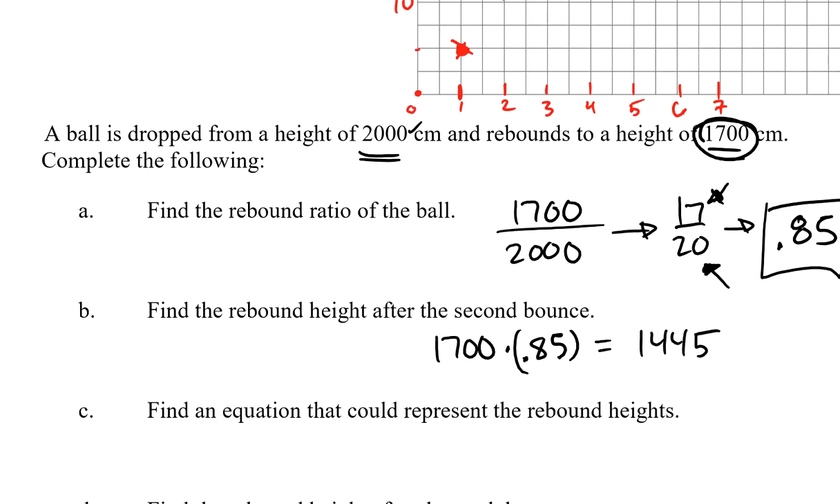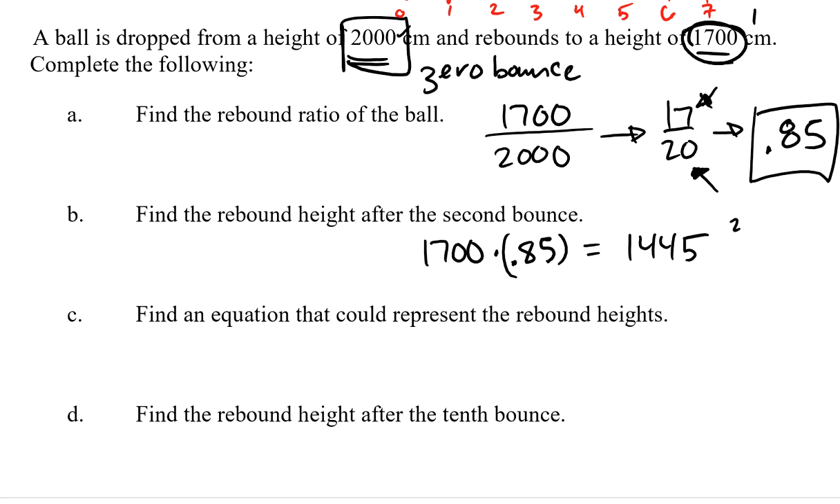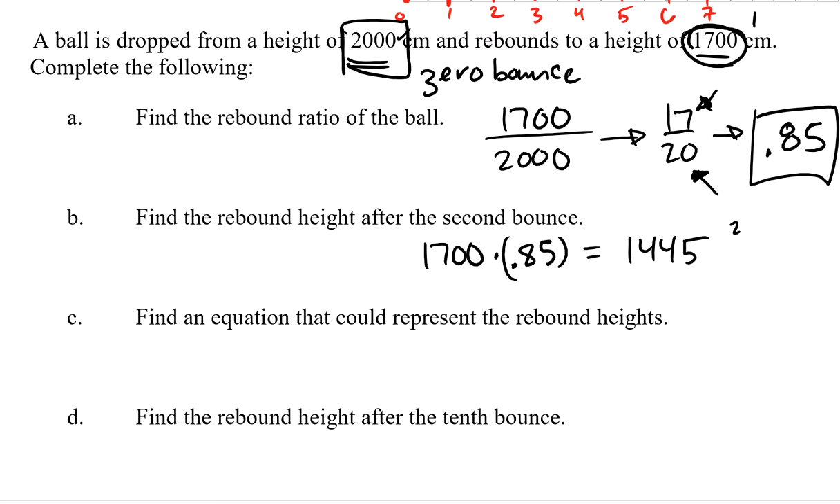Now, this original drop height is before any bounces. So this is zero bounces. That's just where we take it to release it. This is one bounce, and down here, this is two bounces. So it says find an equation that could represent the rebound heights. For this, it's clearly because I keep multiplying by 0.85. This is a geometric sequence. So it involves repeated multiplication, and we show repeated multiplication with exponentiation.